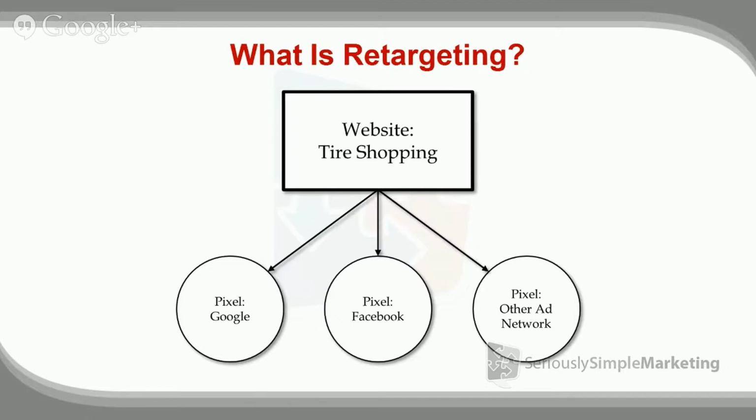And when you're thinking about retargeting or remarketing, you want to think about it in terms of ad network. So Google has their own tracking script. Facebook has their own tracking script, and other networks have their own. Networks like SiteScout or Twitter or Outbrain, they all have their own remarketing or retargeting scripts.